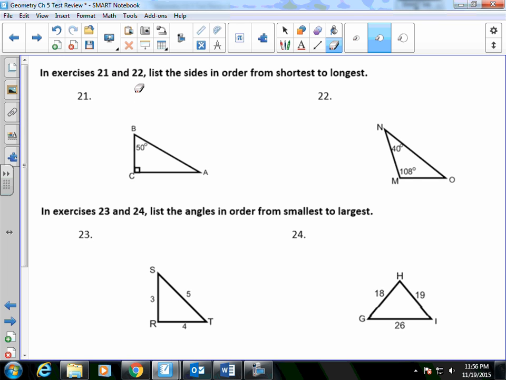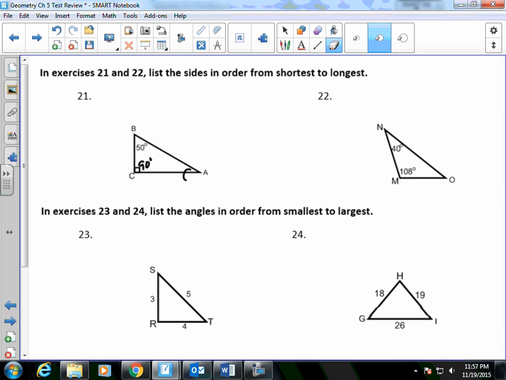All right, so exercise 21-22, list the sides in order from the shortest to the longest. So this is going back to the theorem that tells us that the side opposite a smaller angle is going to be shorter than the side opposite a larger angle. So if we're putting them in order from shortest to longest, we got one angle here which is marked as a right angle, so that's 90 degrees. We got 50 degrees there, and we kind of need to know what the third angle is.